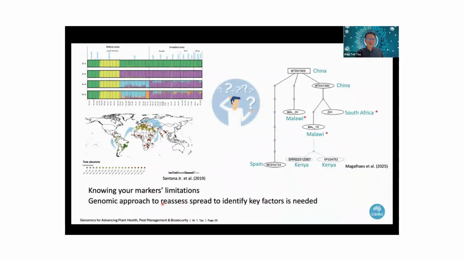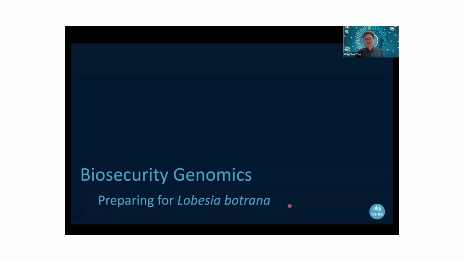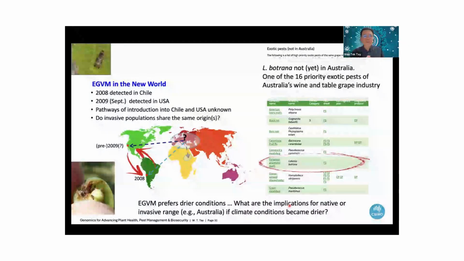And if we can, we should try to use a genomic approach to assess the spread and to identify potential factors. So finally, I'm going to talk about the European grapevine moth, as an example of how we can use genomics to prepare for the pest arrival. This is a pest of the Palearctic region in the Mediterranean region. It was discovered in 2008 and 2009, being introduced to South and North America. Because the years were so close, it is not sure whether it actually arrived in South America and then went to the US, or whether it was the other way around.